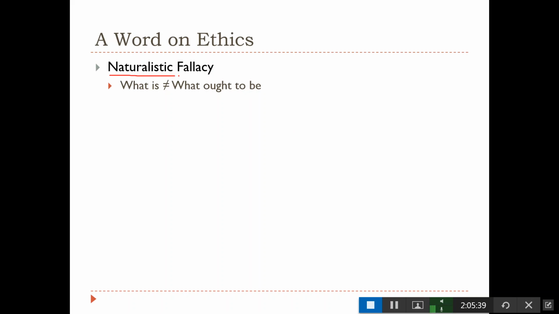So there's this thing called the naturalistic fallacy, which means that some people think what is means it's what ought to be. An example of this is people who think there are serial killers think there should be serial killers. This is a naturalistic fallacy because just because something is doesn't mean it should be, right?